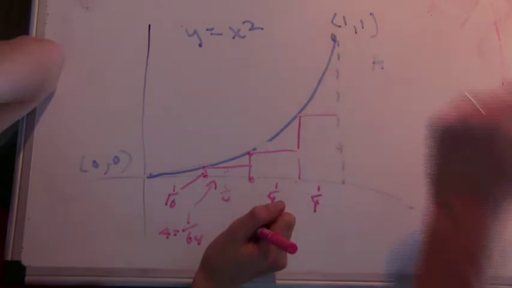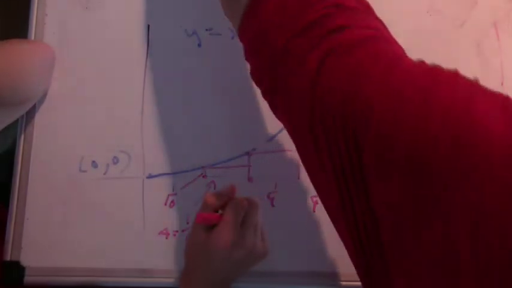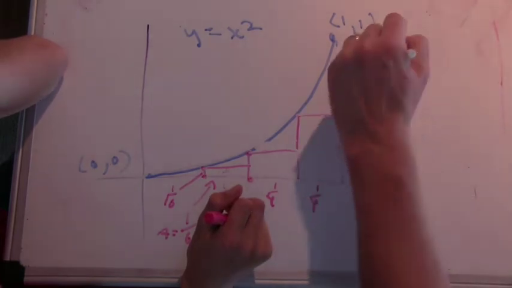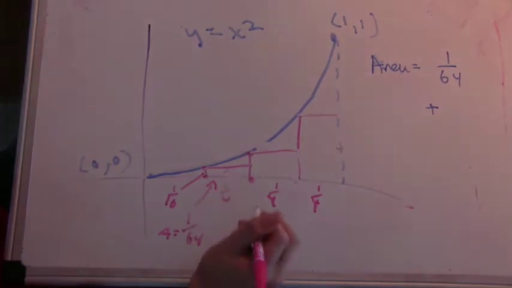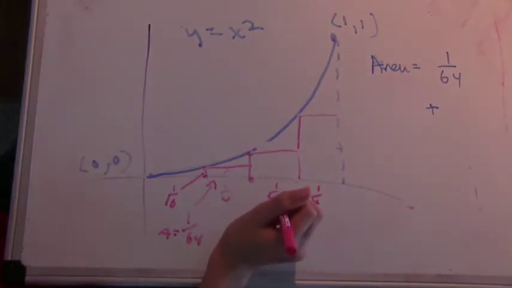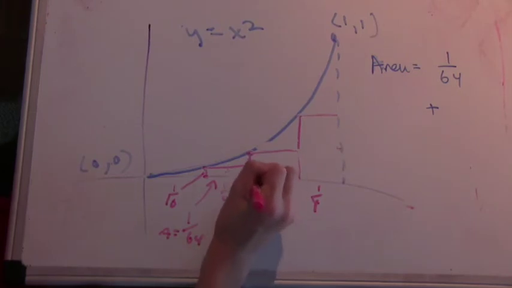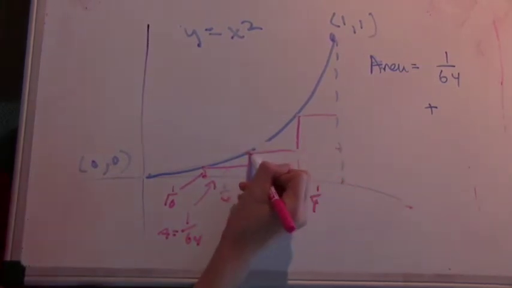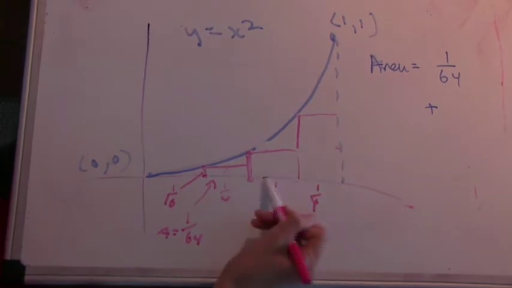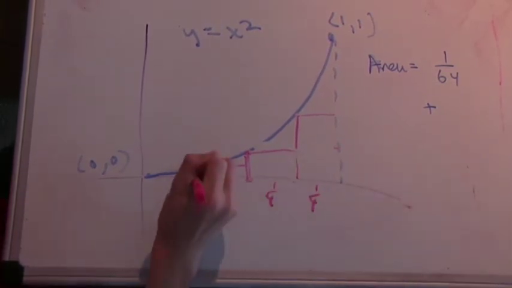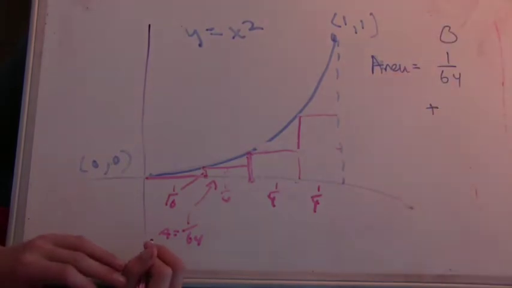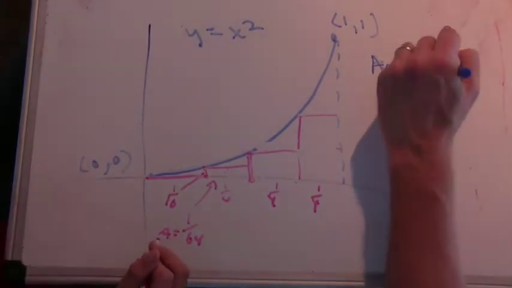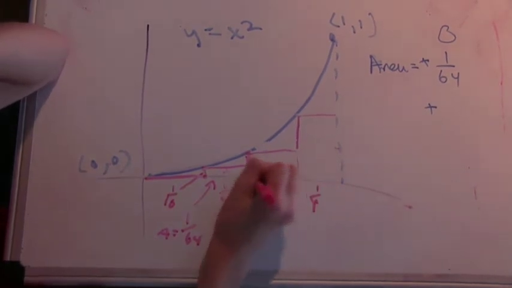So the area, new markers. Area equals 1/64 plus, actually, what was the first rectangle even before you got to 1/64? It was just this, it was a half. Well, that's the next rectangle going this way. What if you went the other way? What about there? What was there, a rectangle there? Oh, it was zero. Yeah, it was zero. Okay, so area is zero plus 1/64.